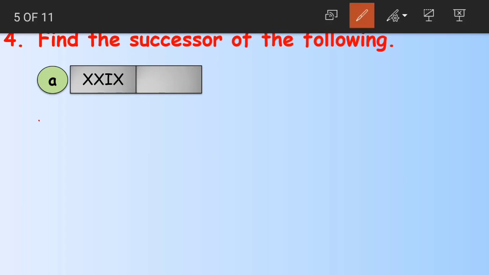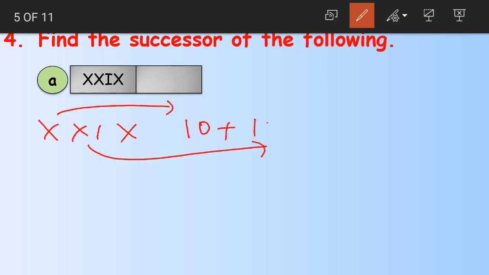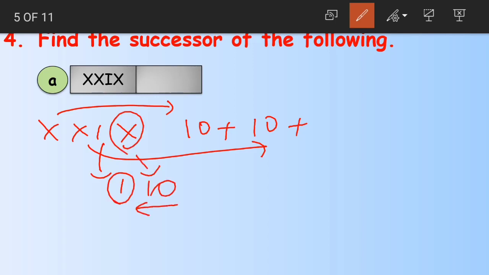The first question is XXIX. Again, XXIX. X is 10. Then again we have 10. We have 1 here, but after 1 we have 10. Again, the smaller is to the left of the larger number, so we subtract both: 10 minus 1.